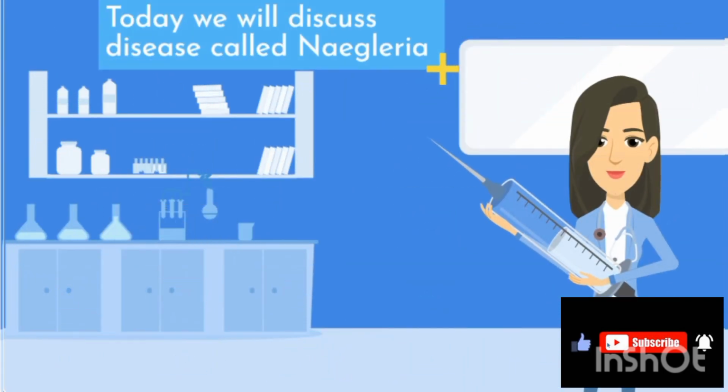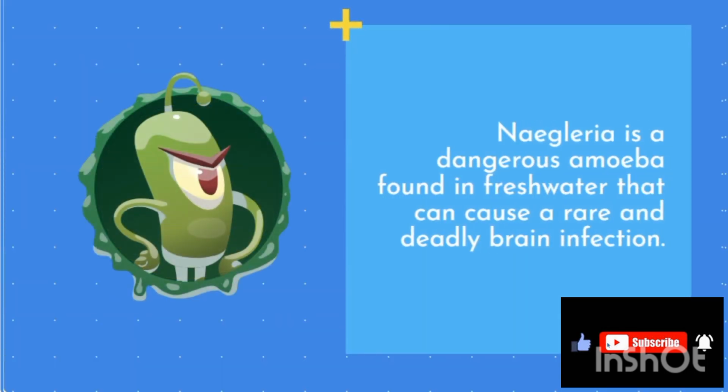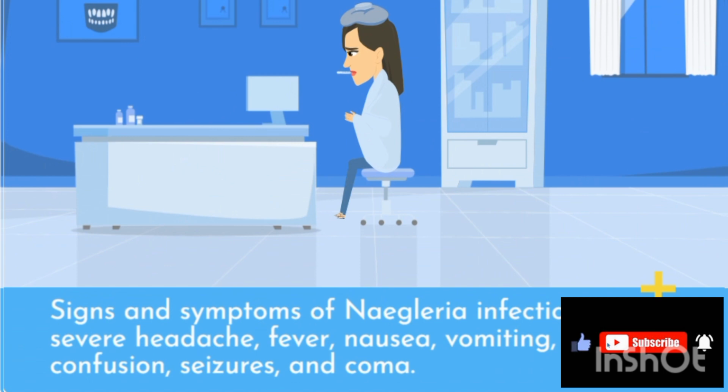Today we will discuss a disease called Naegleria. Naegleria is a dangerous amoeba found in freshwater that can cause a rare and deadly brain infection. Signs and symptoms of Naegleria infection include severe headache, fever, nausea, vomiting, stiff neck, confusion, seizures, and coma.